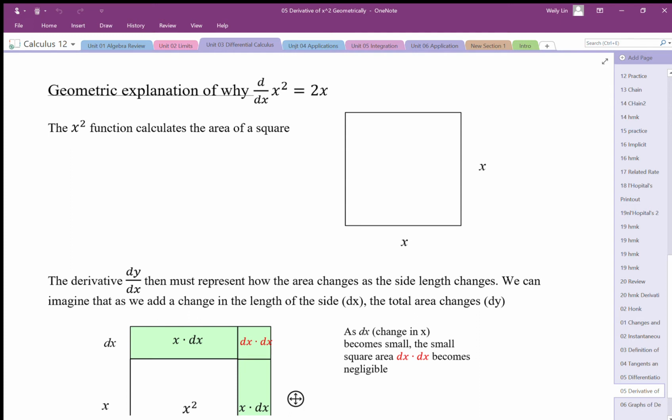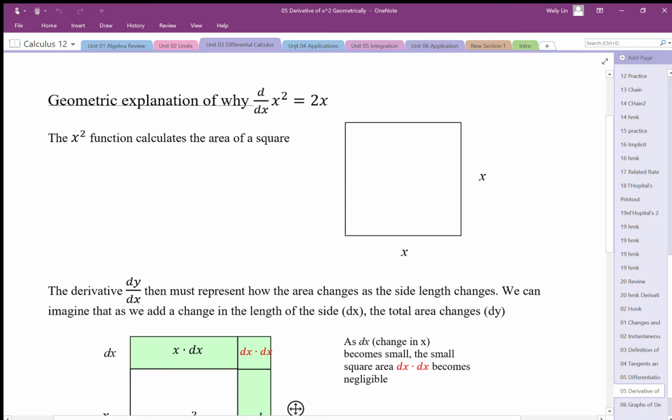So why is it that the derivative of x squared is equal to 2x? Well, we kind of justified it a little bit in that the derivative of a quadratic function tends to be linear, okay, because the changes of a quadratic function are linear changes. But we can also look at this from a slightly different perspective.